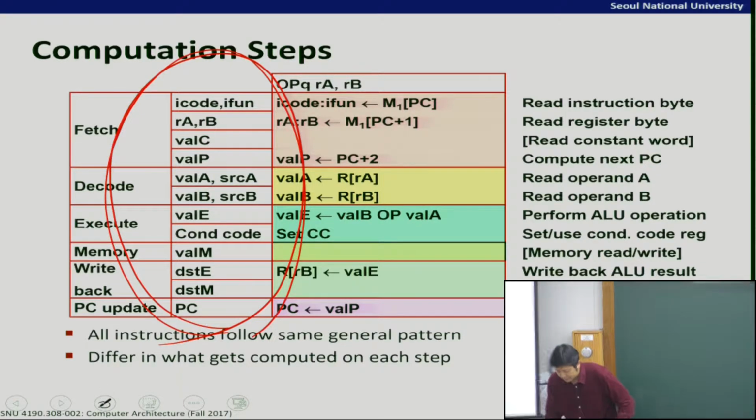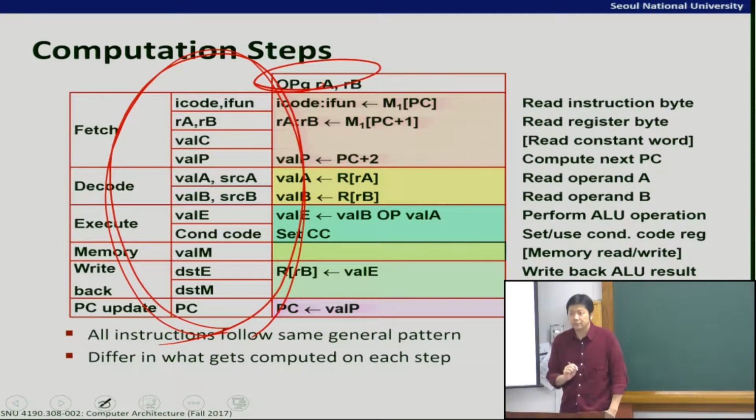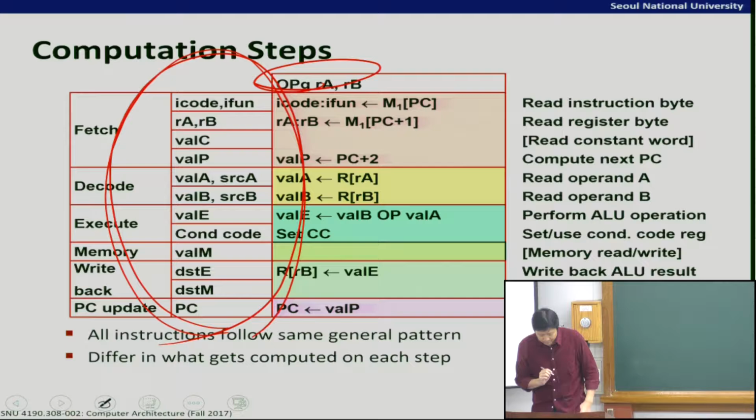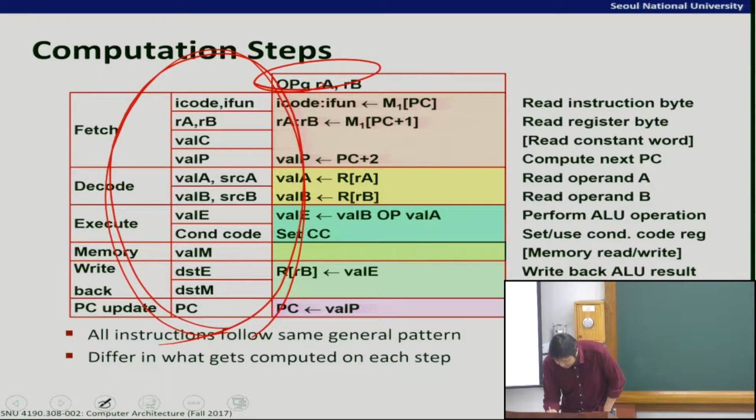So let's think about the OPQ instruction first. This one activates reading the instruction opcode and reading the register byte. But it doesn't activate this read constant word, because some instructions like call or jump also require the next constant field, right? In that case, this part will also be activated, but in the OPQ instruction, you don't really need it, because you don't need any constant field for this instruction. So this value is not activated.